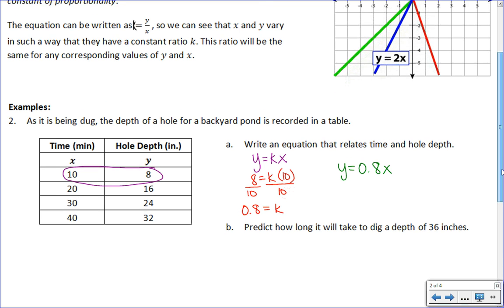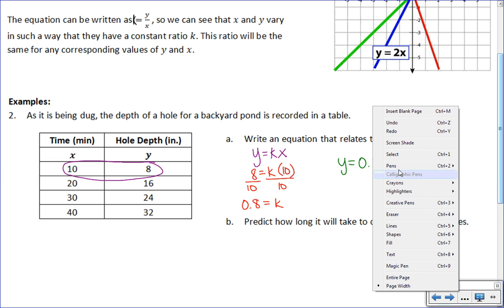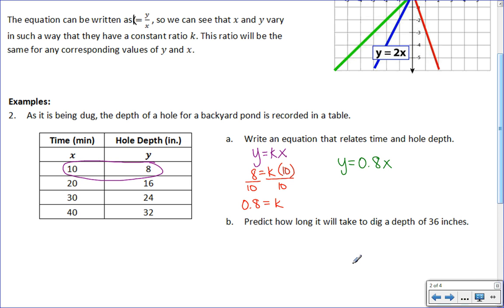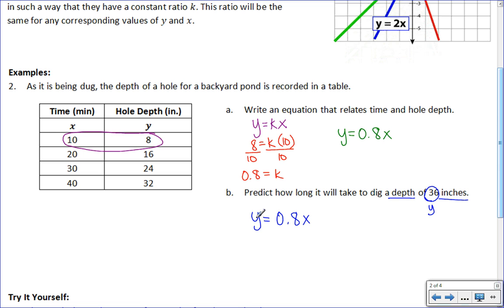Part B asks us to use that equation to predict how long it will take to dig a depth of 36 inches. Now we have to be careful here to make sure we know whether that 36 represents x or y. This says depth of 36 inches, and I see depth in inches is y. So I know that this 36 represents y in this equation. So let's take the equation from part A, y equals 0.8x. And this is basically telling me to replace y with 36. So in place of y, we'll put 36.